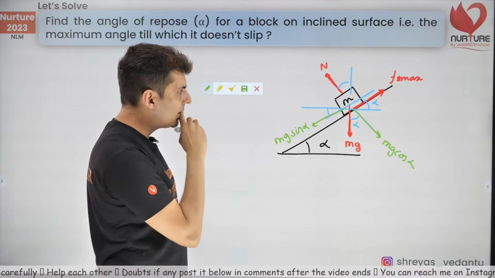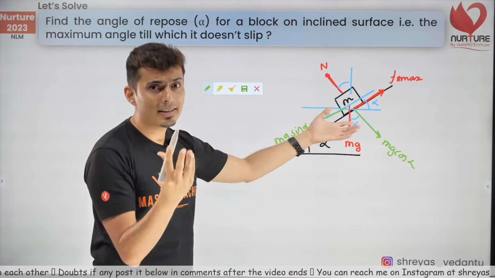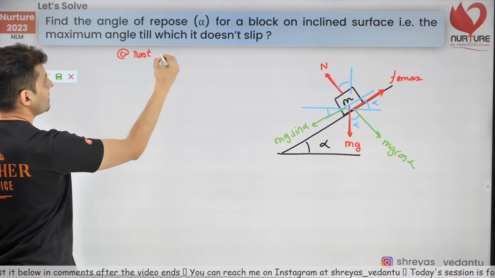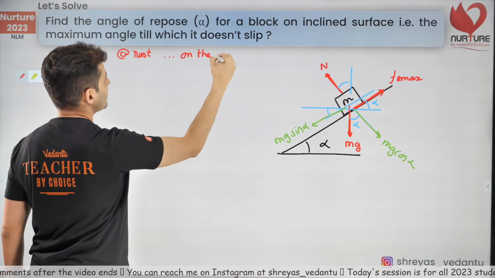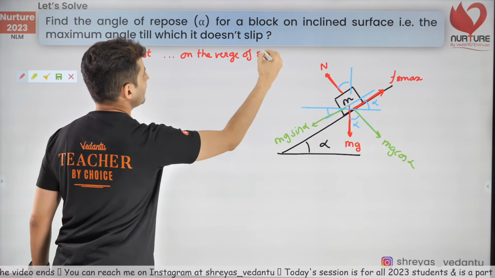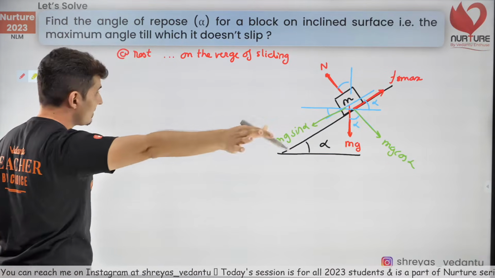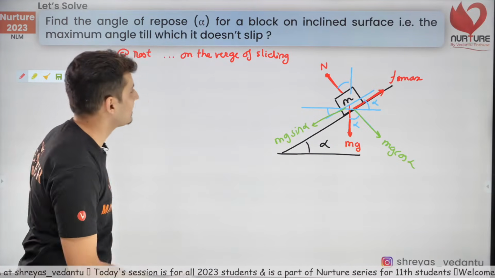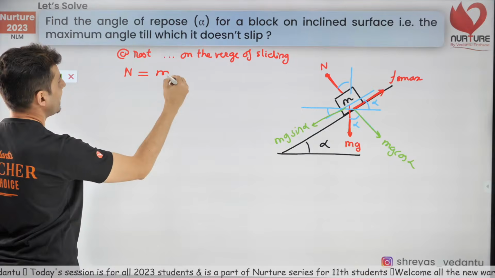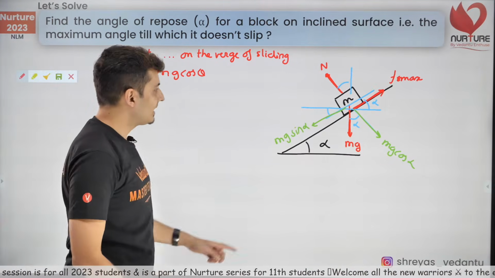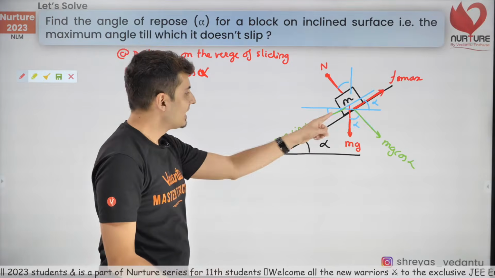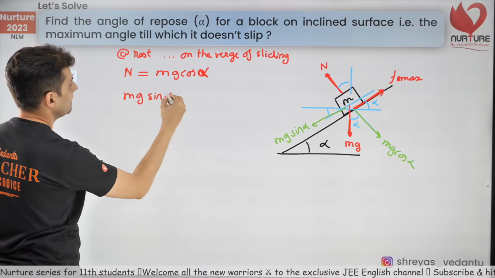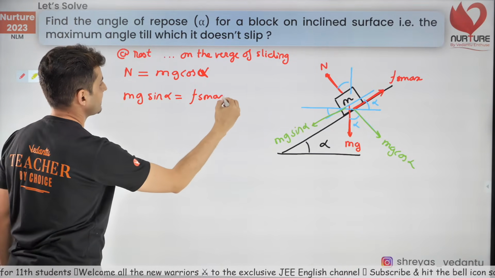Great. Now what do we do? Apply the concept that this is at rest. See guys, this is still at rest. This is on the verge of sliding. So if it is at rest, all the forces should cancel out each other. So the normal will cancel mg cos alpha. Not just that, this force will cancel that force. That means mg sine alpha will cancel Fs max.